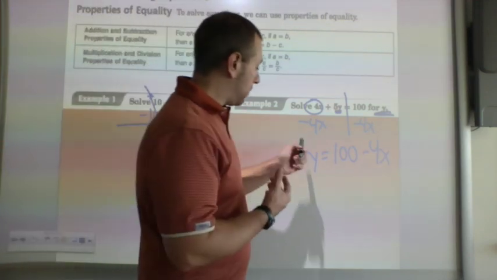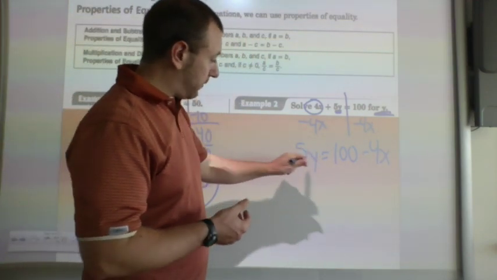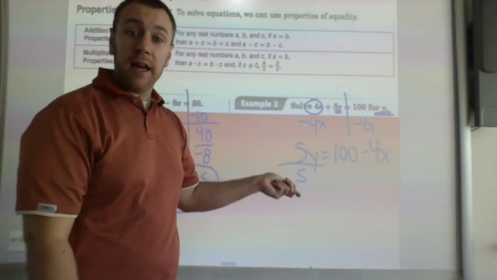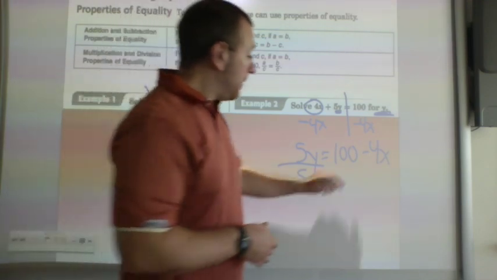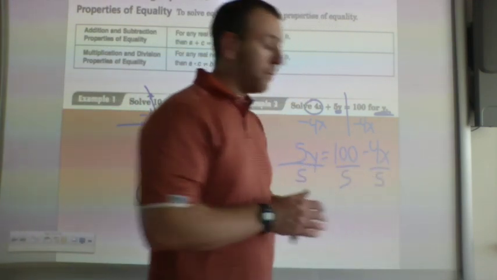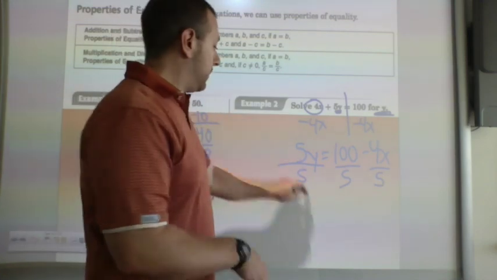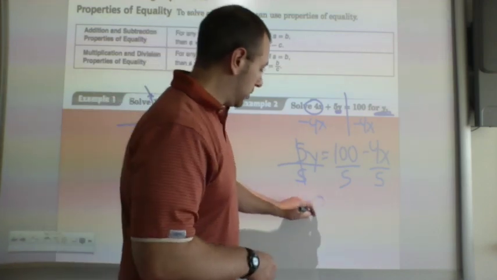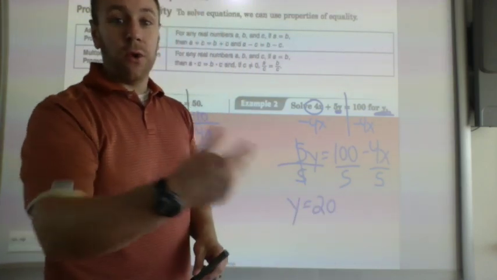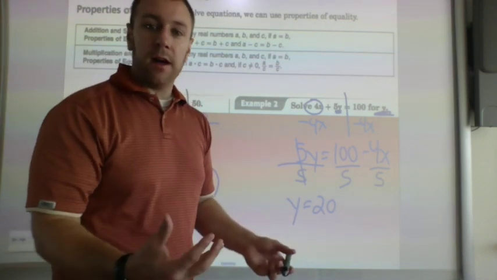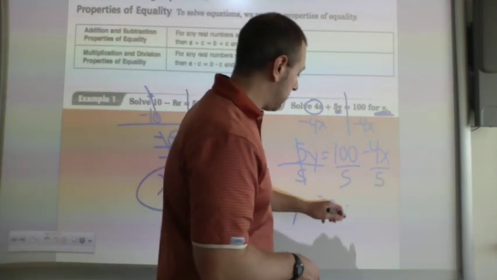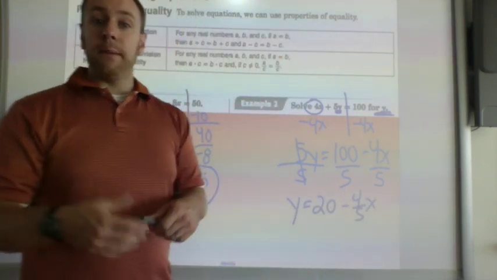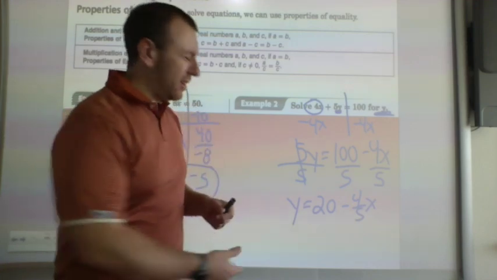Now I got to solve for y. So the 5 times y, I'm going to divide by 5. The trick with this, whenever I divide anything or multiply on both sides, I have to divide each thing individually. So what happens is I have to do 100 divided by 5, which is 20. And then I have to do 4 divided by 5, going to be a decimal, so I'm going to use fractions, minus 4/5 x.